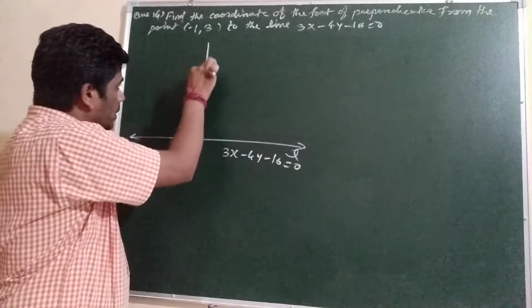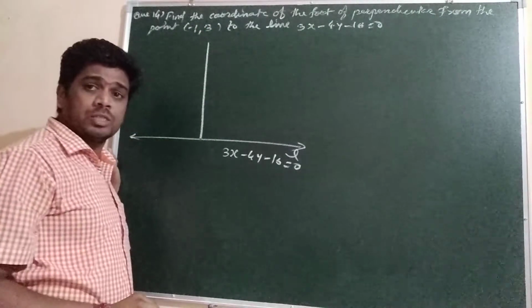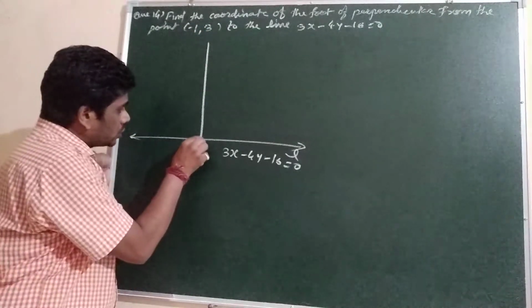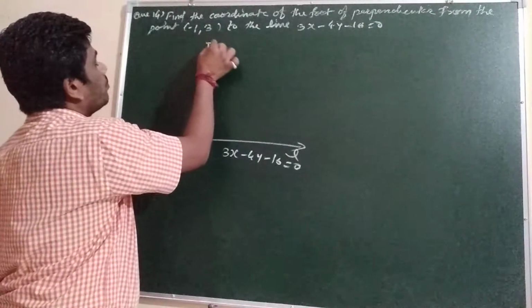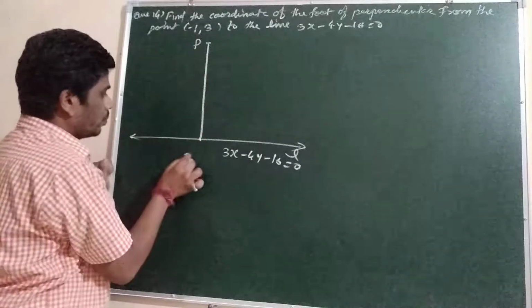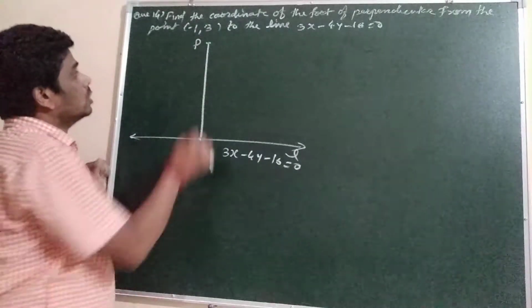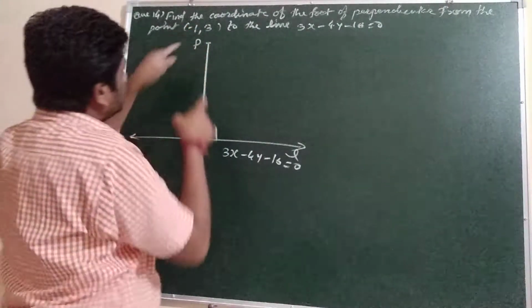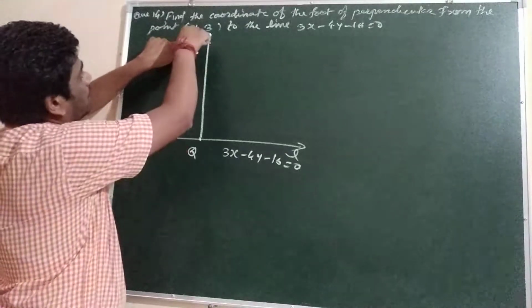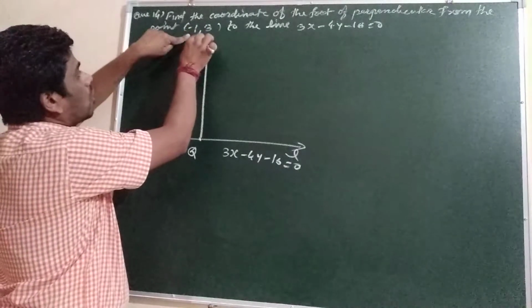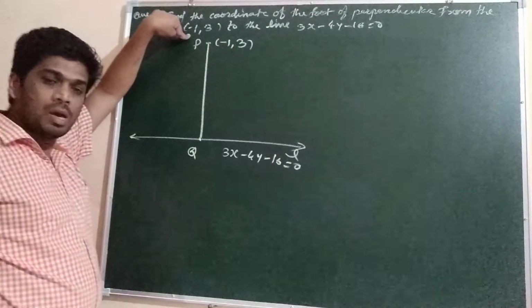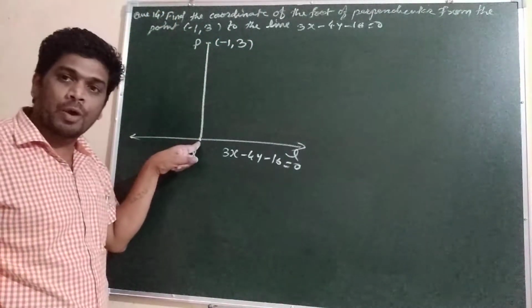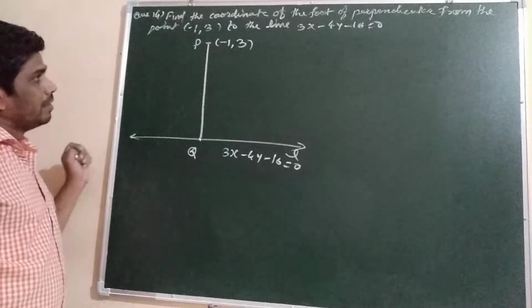So we will draw the perpendicular first. We have to find the coordinates of this point. Suppose this perpendicular is PQ. This perpendicular is drawn from the given point (-1, 3), which means the coordinates of this point are given as (-1, 3). And we have to find this other point.